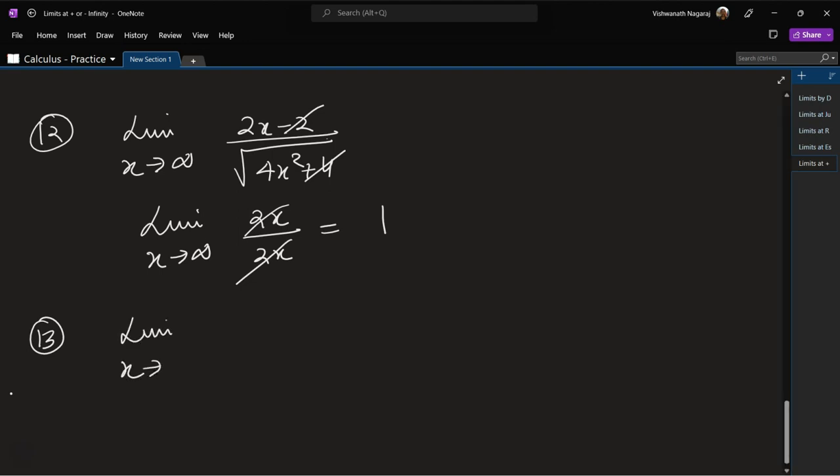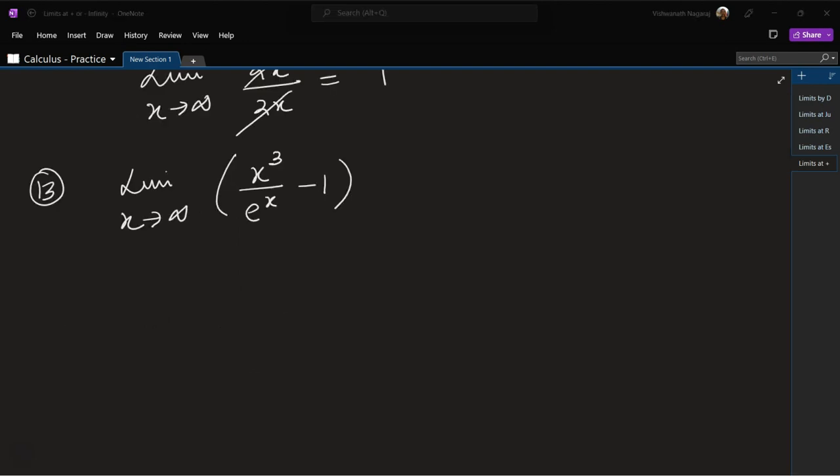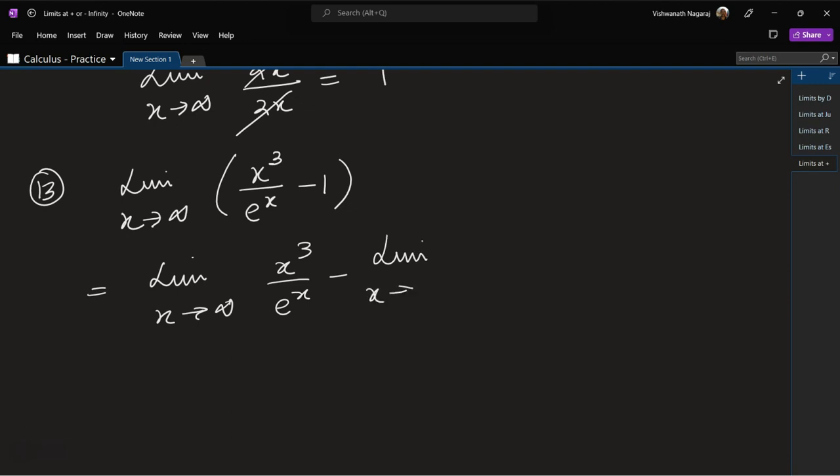Limit as x approaches infinity of x cube by e to the power of x minus 1. Now let's split this. Limit as x approaches infinity of x cube by e to the power of x minus limit as x approaches infinity of 1. This is going to be what? Infinity cube by e to the power of infinity. Now let's take it. Limit as x approaches infinity of x cube is equal to infinity.